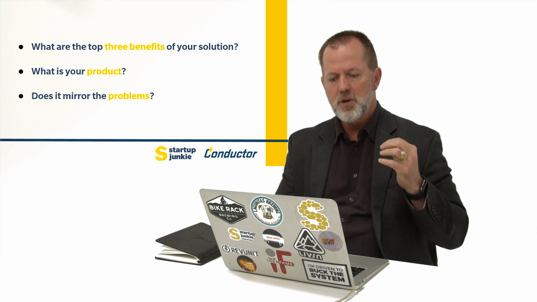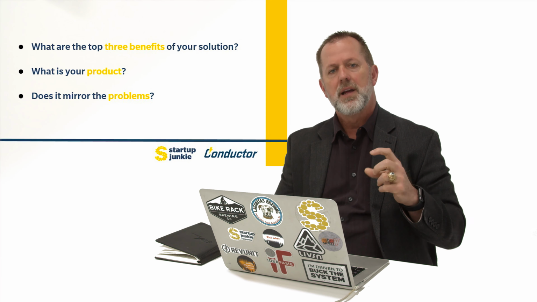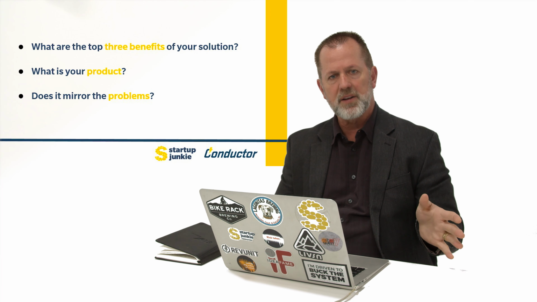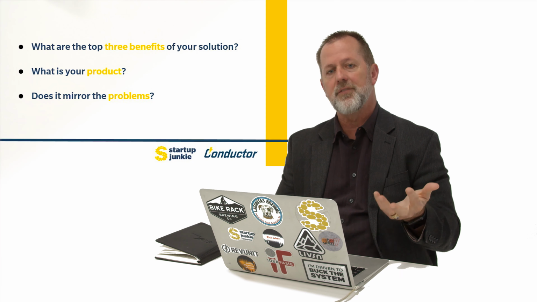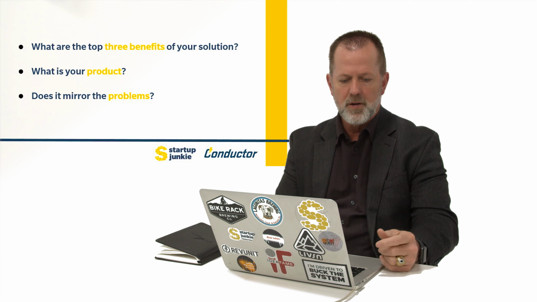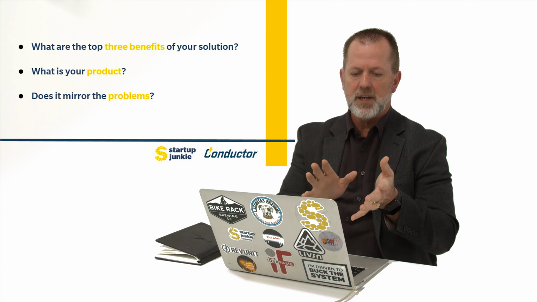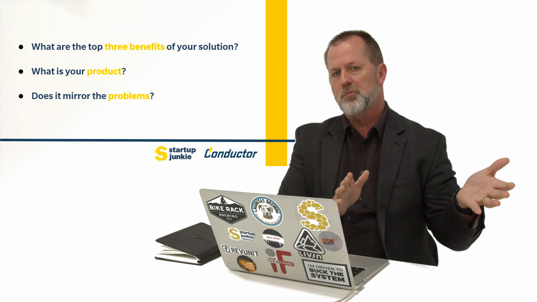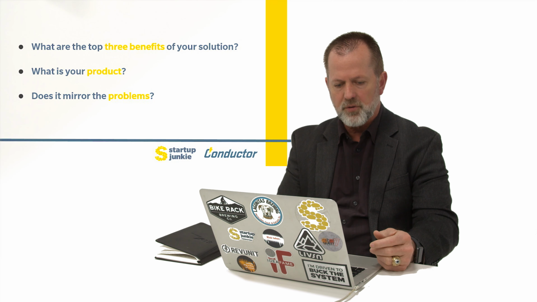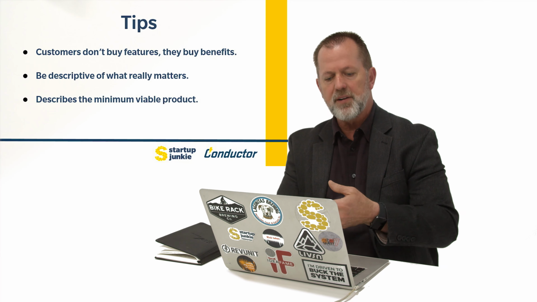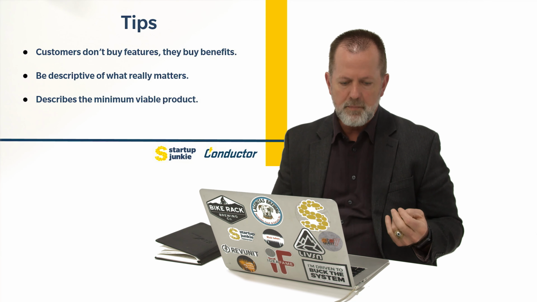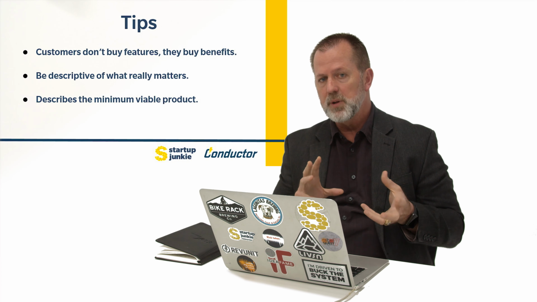So think about it. When you articulate your solution, you're not only describing the product in terms of specifications or the service in terms of attributes, but what are the benefits that are going to convey to the customer or the consumer? And then at that point, once you're capturing this, does it mirror those problem statements that you made as you've gone through it? So again, tips. Customers don't buy features, they buy benefits. Be descriptive of what really matters and describe that minimally viable product.